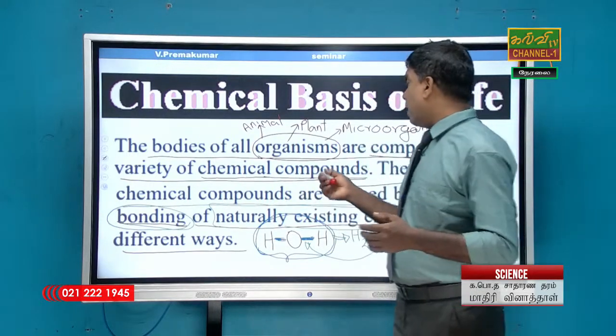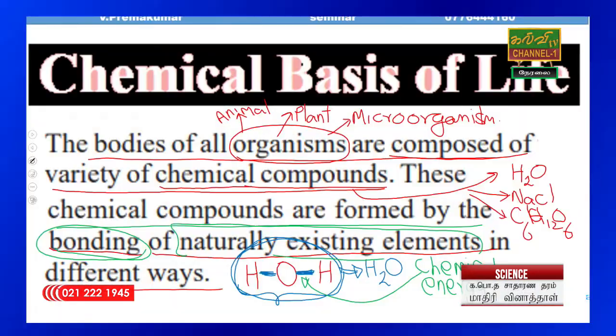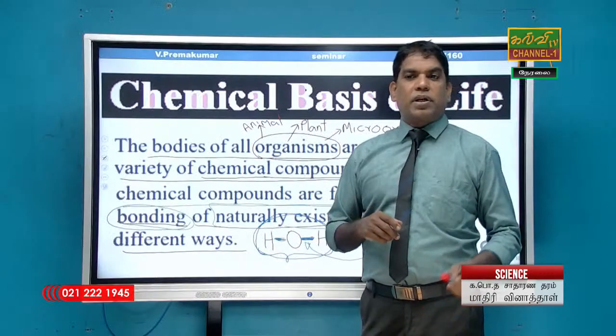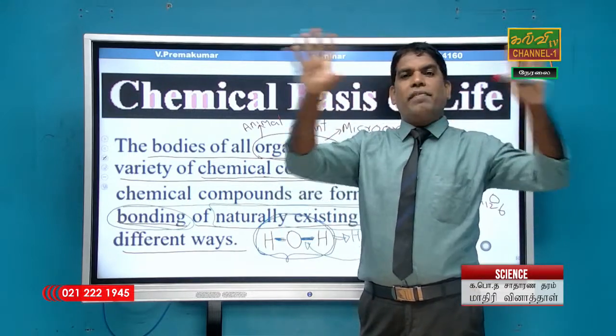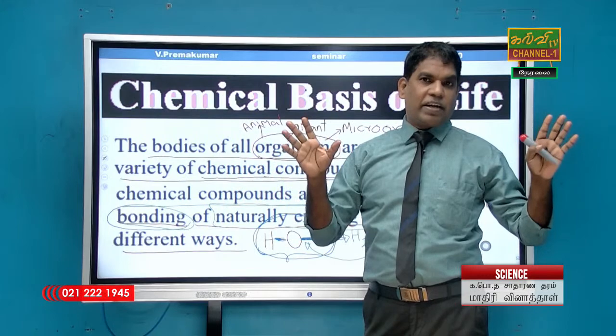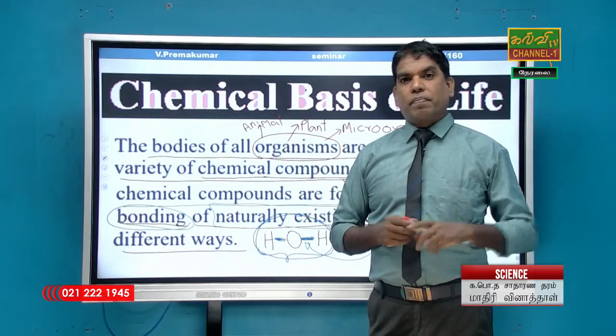Therefore, these chemical compounds are formed by the bonding of naturally existing elements in different ways. Let me give another example. What is carbon dioxide? Carbon dioxide is available in our atmosphere.